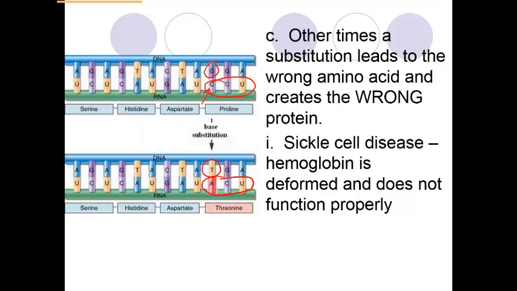So if that hemoglobin is deformed, it's not carrying the oxygen the way it's supposed to, and that can cause a lot of organ damage, possibly even organ failure, and it also creates a lack of energy because oxygen is what you need to make energy. So sickle cell works this way.